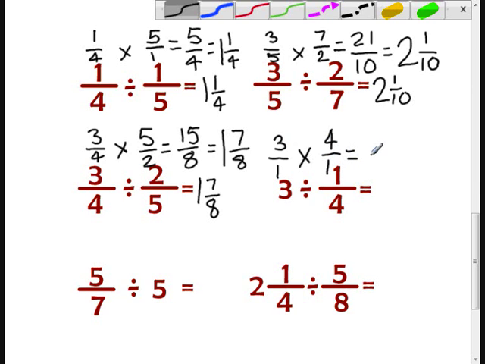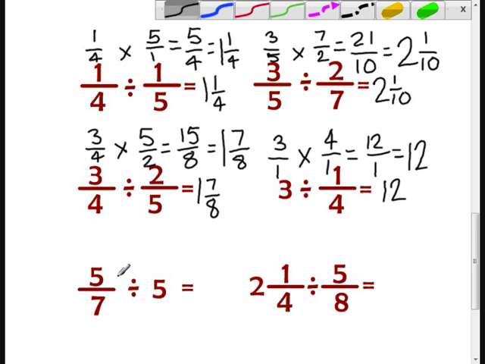Now I can multiply. 3 times 4 equals 12. And 1 times 1 equals 1. And again, it's an improper fraction. So dividing the 1 into 12, I find that the answer is 12. Simply 12. There's no remaining, so there's no fraction. The answer is a whole number.